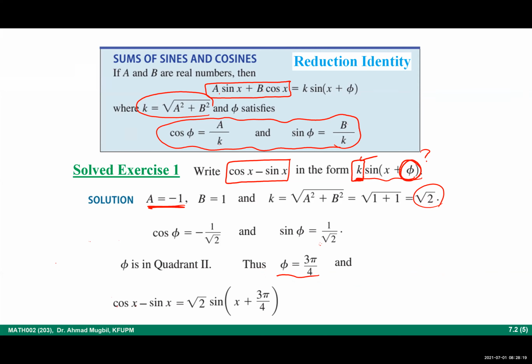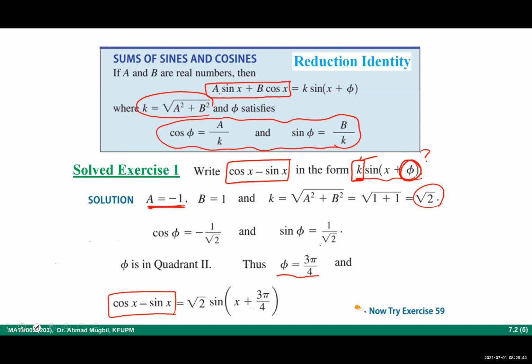I will write cosine x minus sine x as the square root of 2 sine of x plus 3 pi over 4. Now I reduced this expression from 2 functions to only 1 function. Now I can sketch the graph, Shabab. We can sketch the graph for this one. We can find the range, the amplitude, the horizontal shift. We can find the period, everything.